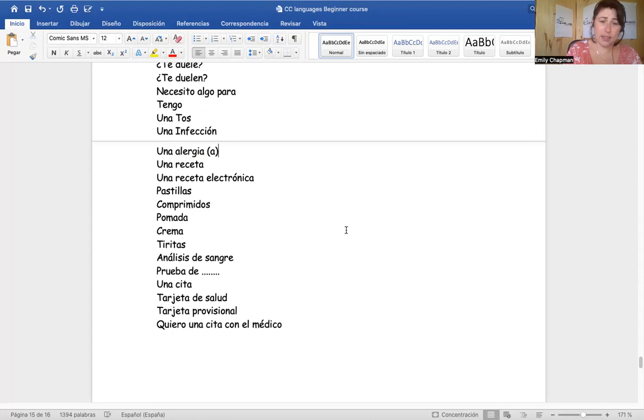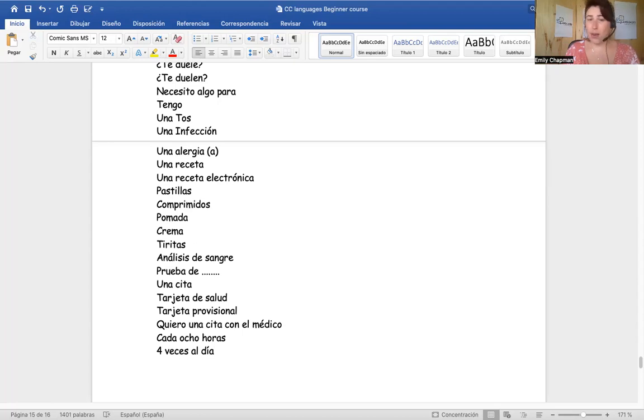And then also for taking tablets, the doctor might say something like cada 8 horas, every 8 hours, o 4 veces al día, 4 times a day, or 2 veces al día. Vez would be 1 time singular, and veces would be times in plural. So you might hear, listen out for cada 8 horas, o 4 veces al día, o 2 veces al día.